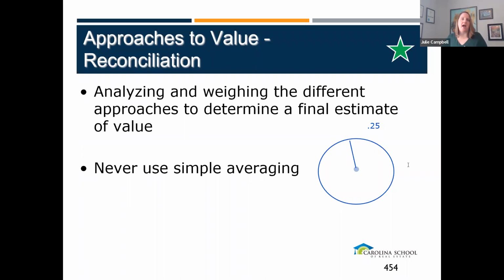AVMs are very rarely accurate because I think what we understand now is that we have to take into consideration the type of home. We have to take into consideration, is it a condo or a ranch? How many bedrooms does it have? What's its square footage?